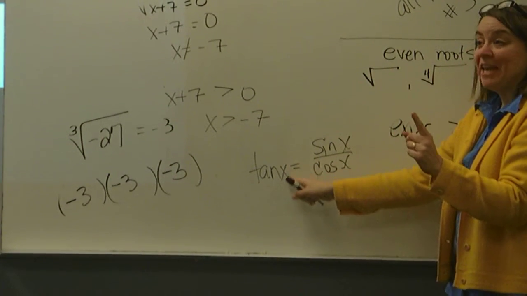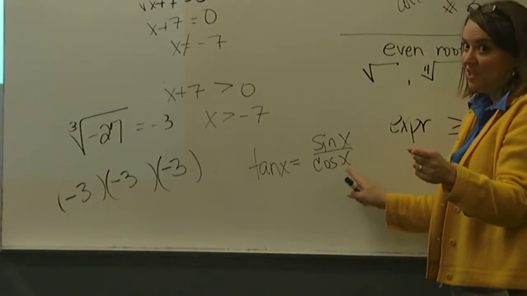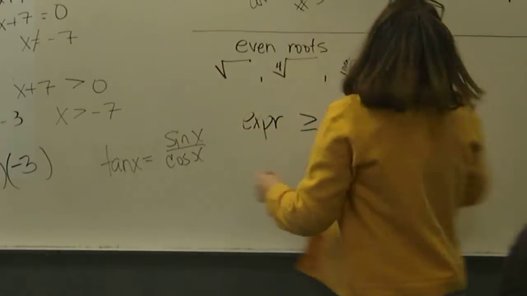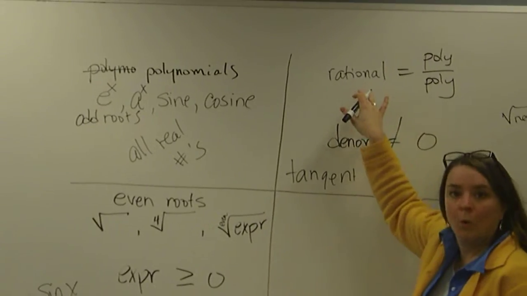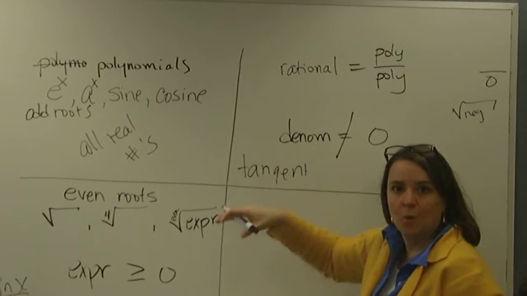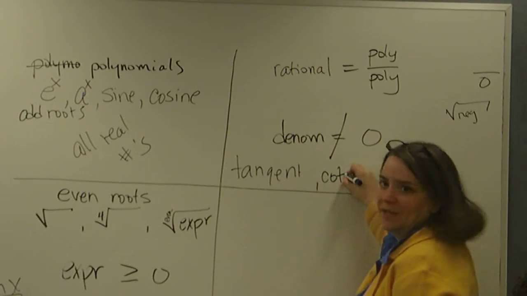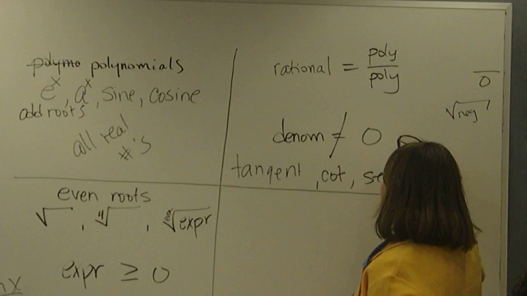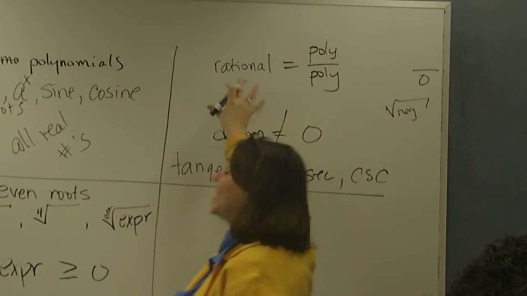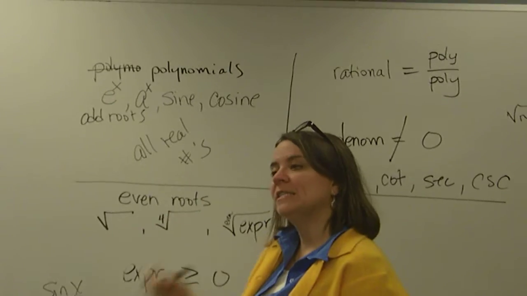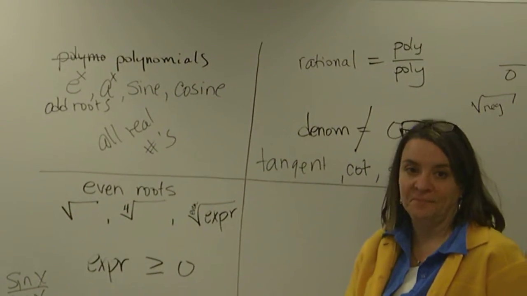All right. Okay, so tangent can be thought of as a quotient, and we don't want the denominator to be 0. So I would put tangent in the quotient category, because you don't want the denominator to be 0. Cotangent, secant. What's the other one? Cosecant. I would put them in that category because you've got to look and see when the denominator is 0 and exclude those values of theta.